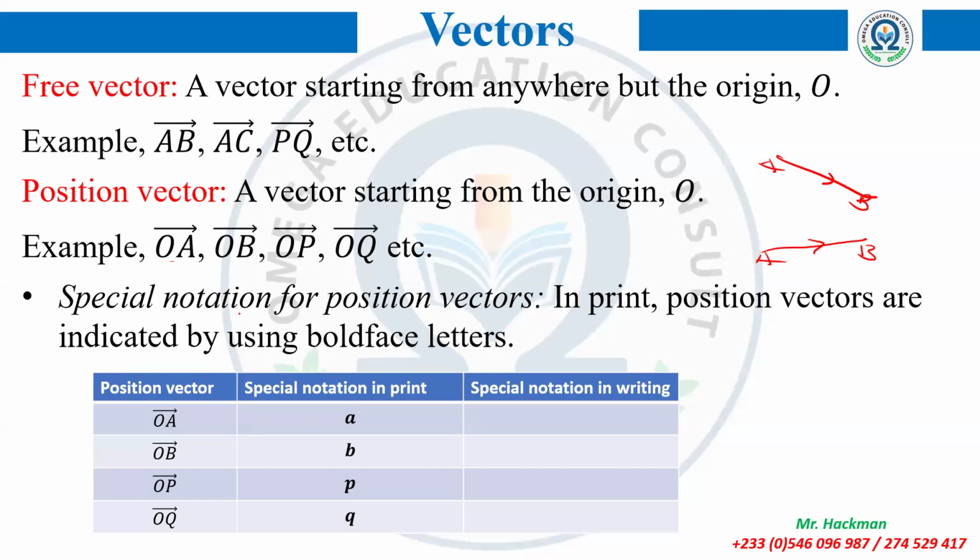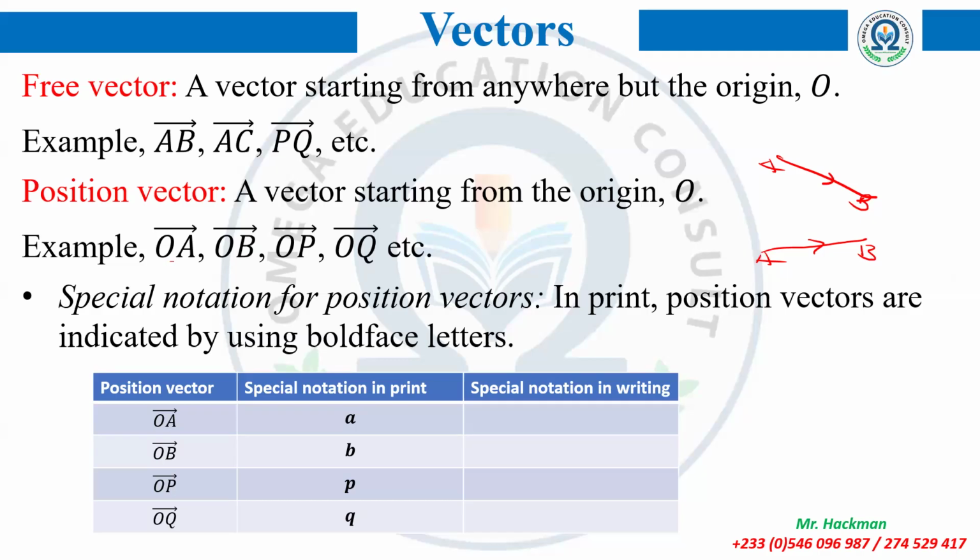Now we look at the statement: special notation for position vectors. In print, position vectors are indicated using boldface letters. Anytime you are reading a math book, a math textbook, a math pamphlet, any math literature, if you see any small letter that is in bold, you should know that you are dealing with a vector. That is a way of representing vectors in print.